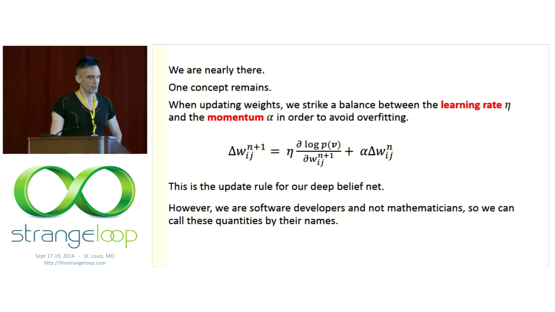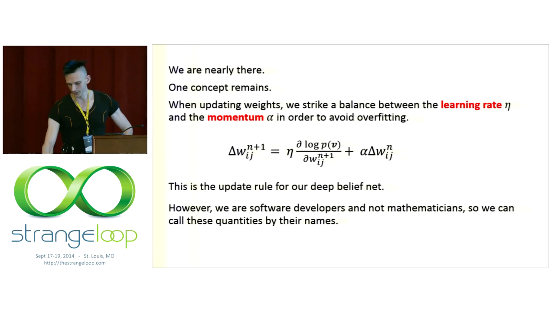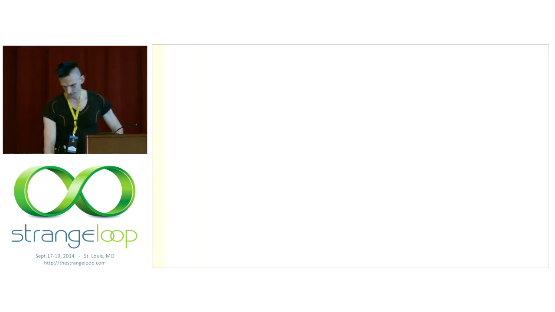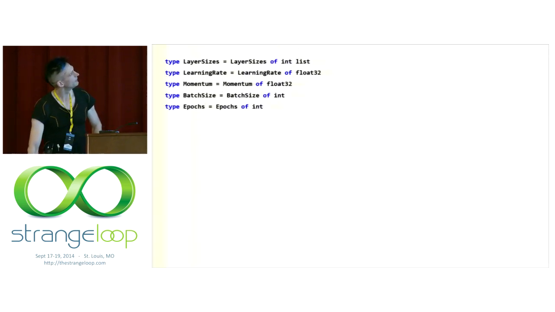So those are the things that you're going to find in the Vulpes code. There's no etas and no alphas, no Greek letters at all. Yay.